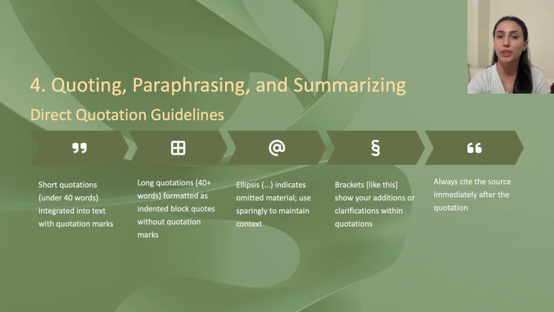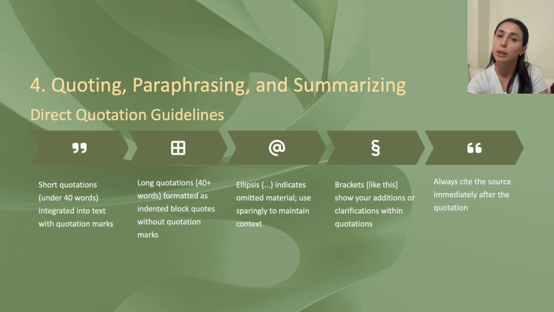Moving into how to correctly use direct quotations in MLA format. For short quotations, so anything under 40 words, they should be blended smoothly into your sentence and placed inside quotation marks. But if your quotation is longer than 40 words, it becomes a block quote. Block quotes are indented, double-spaced, and they do not use quotation marks.